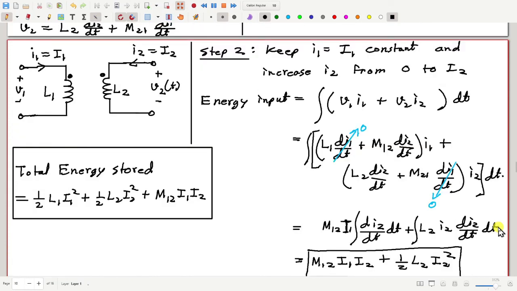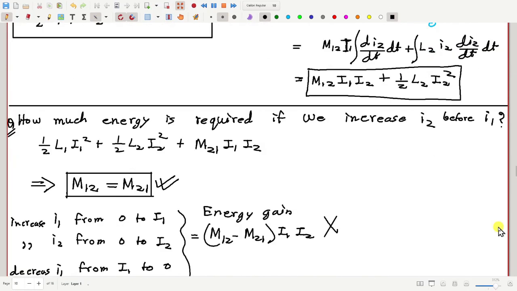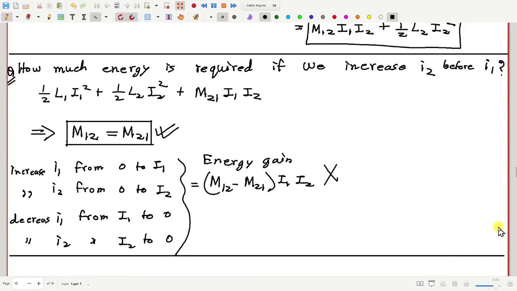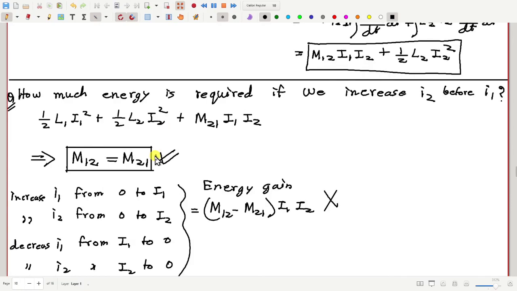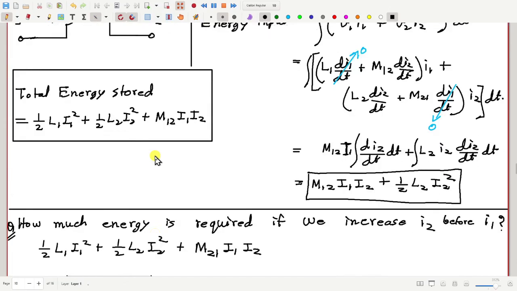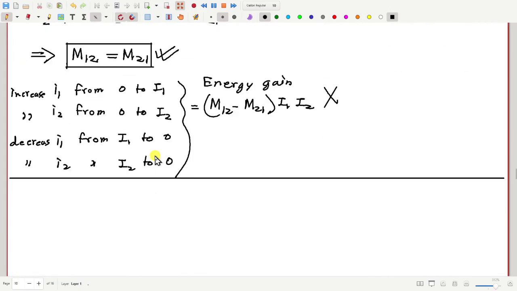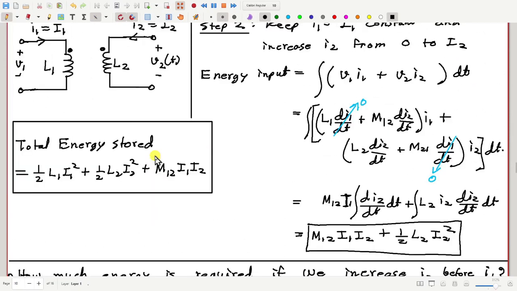But we already have a theorem that M12 is equal to M21, that mutual inductance depends only on the orientation of the coils. Basically this is a theorem. So here we are proving the theorem.